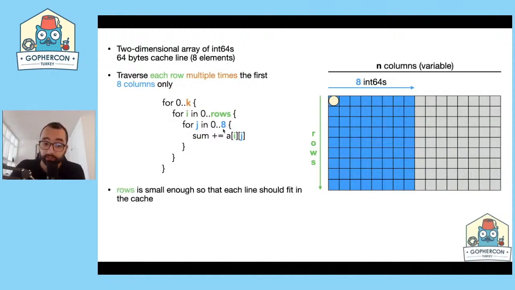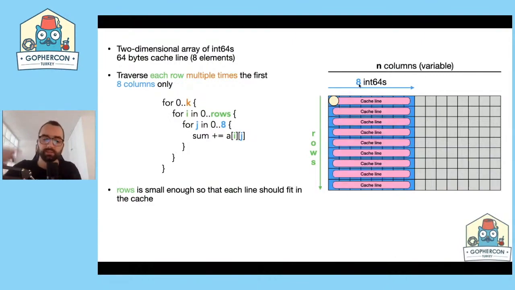Something important here: we want to make sure that the number of rows is small enough so that our internal data structure, only the first 8 columns, can fit into the cache. It means that whenever we come back to the first index, everything should already be part of our CPU cache, because normally everything can fit into the CPU cache.